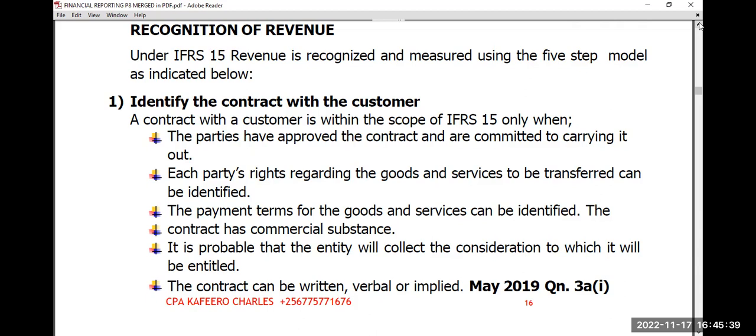signed. But if you find that one of the parties is not willing to do the needful or to do what they are supposed to do as far as their contract is concerned, then we can't say that we have a contract with a customer.